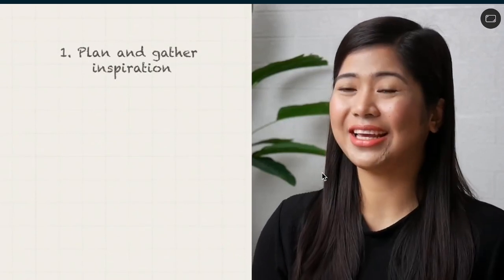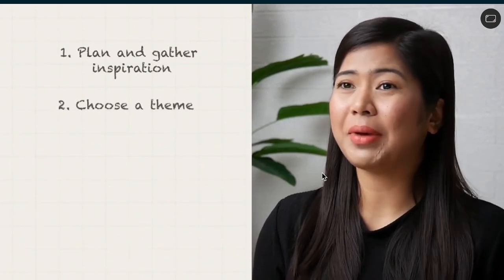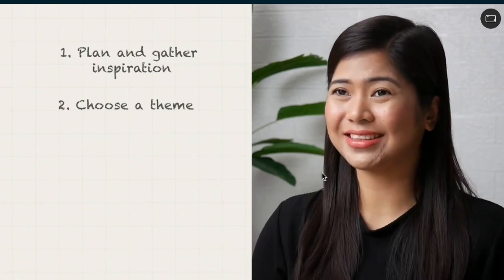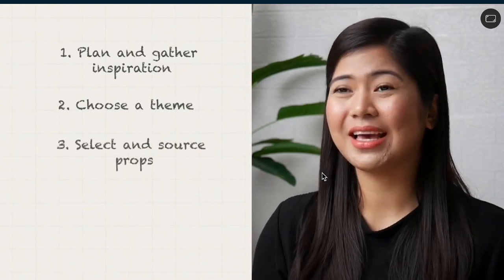You can be more intentional and confident in styling your product. To do the class project, you just need to first plan and do a little inspiration gathering. Next, choose a theme or color palette that best describes your brand or product. Then select and source props. A quick side note, your props do not have to be all fancy.